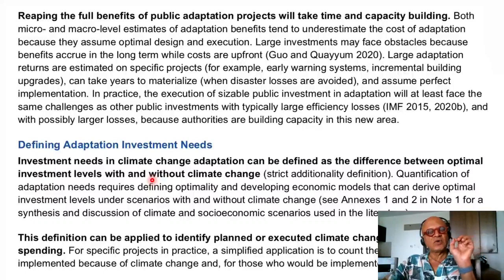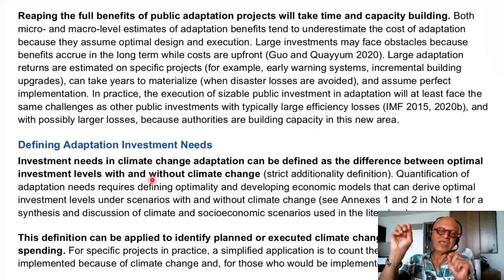So what do you need to attribute? You need a counterfactual world. So you need to understand what would have happened to the rain or temperature at this place if there was no climate change. So somehow you have to create this counterfactual world. Here we are talking about optimal investment levels with and without climate change.